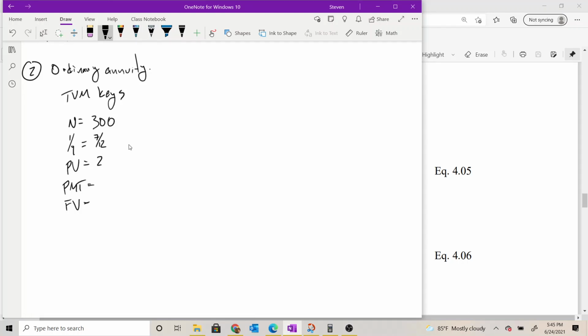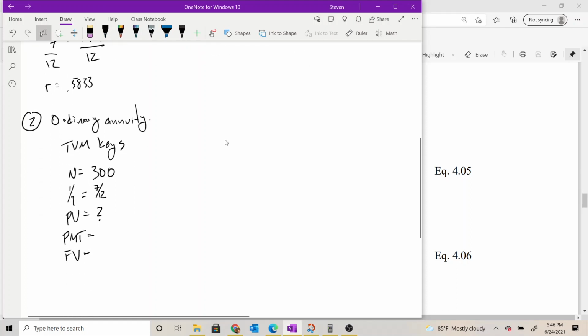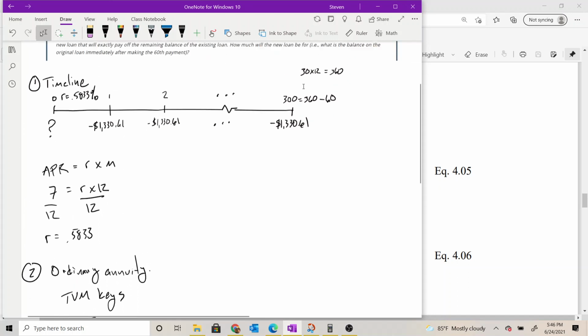Present value is what we're looking for, so put a question mark there. Payment, we're looking at this from the perspective of the borrower, so that's a cash outflow of $1,330.61. I'll record it as a negative. And then future value, we're going to record as 0, not because the future value of this annuity is 0, but because what we put on these cash flow keys, PV, PMT, and FV, are the cash flows that happen on the respective parts of the timeline. Present value is what happens at time period 0. Payment is what happens over and over again at each of the tick marks. And then future value is what happens at the end of your timeline.